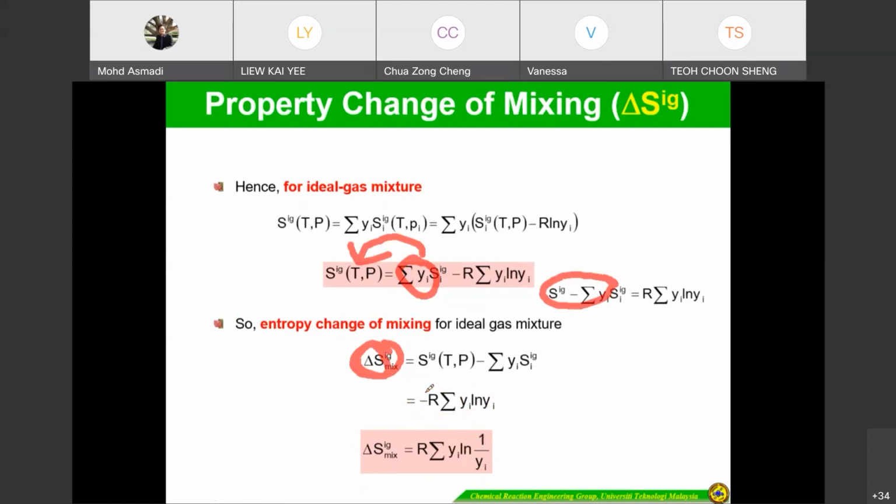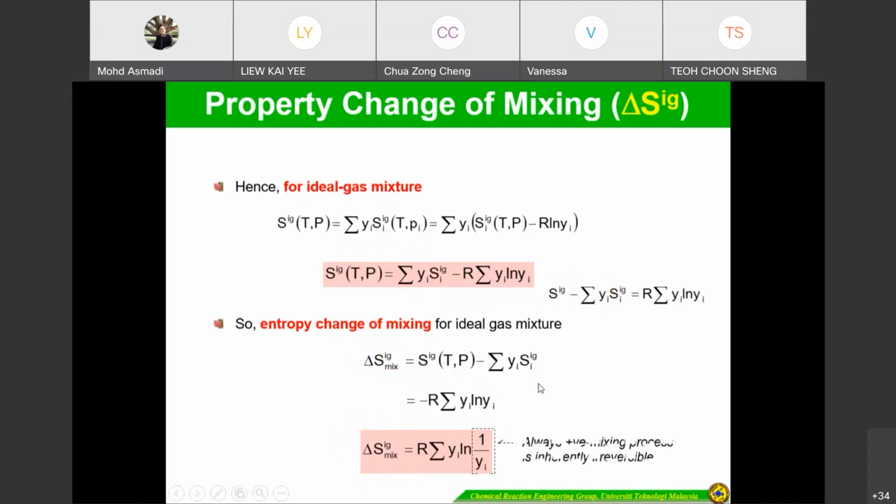Because there is a negative here, you can write 1 divided by y_i. Since y is less than 1, the logarithm is negative, so the overall result must be positive. This shows the spontaneity of the mixing, where the process moves forward.